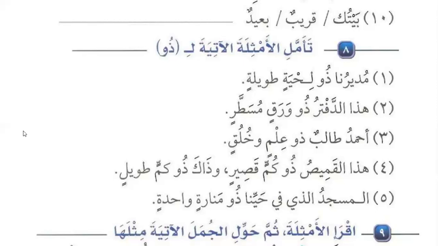Al daftaru zu warokin musattori. This notebook has lined papers. Musattar is line. A page which has lines. All difficult, first time. Ahamadun talibun zu ilmin wahulkin. Ahmad possesses knowledge and is well mannered. Knowledgeable and well mannered student.